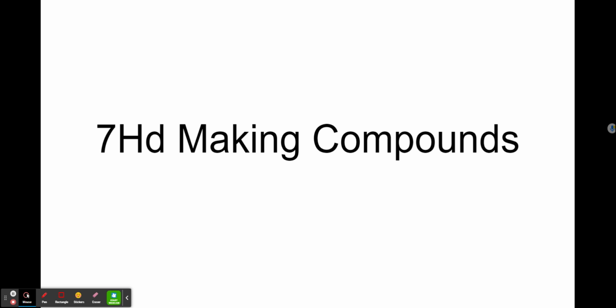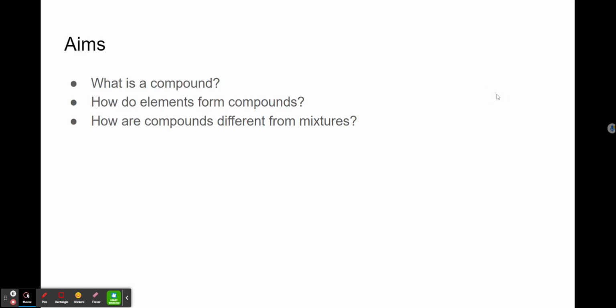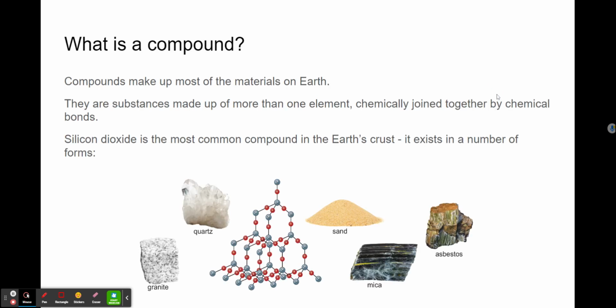In this short video, we're going to have a look at section 7HD, which is about making compounds. Within this, I want to look at what a compound is, how elements form compounds, and how compounds are different from mixtures. So the first question there, what is a compound?